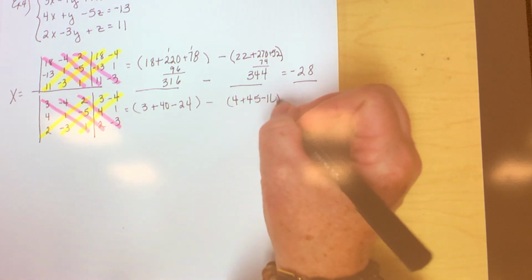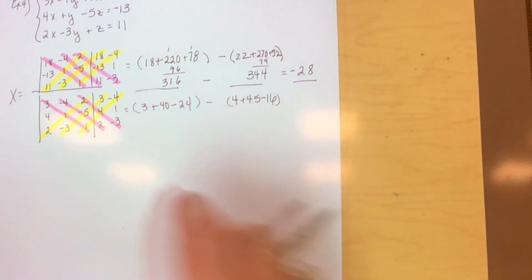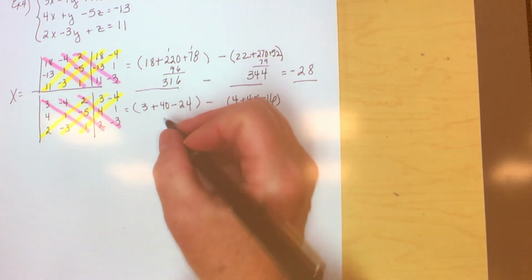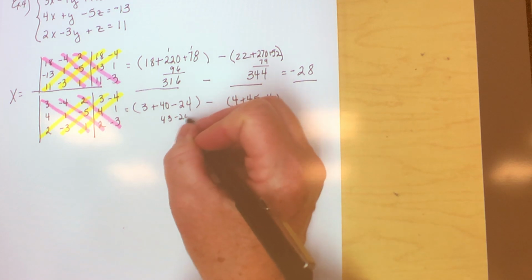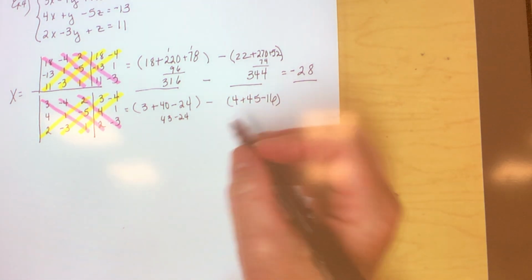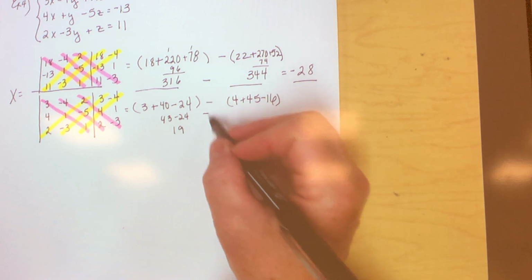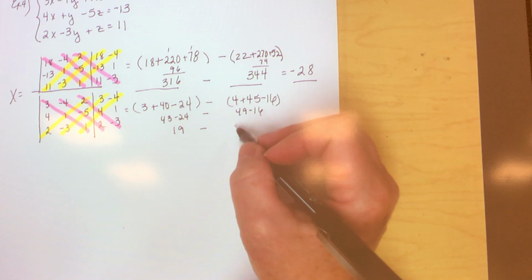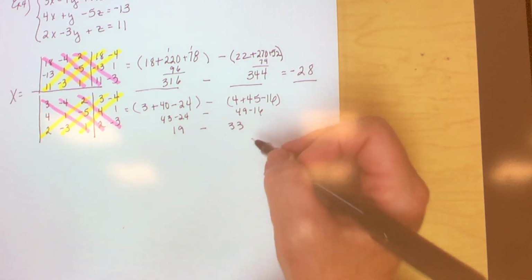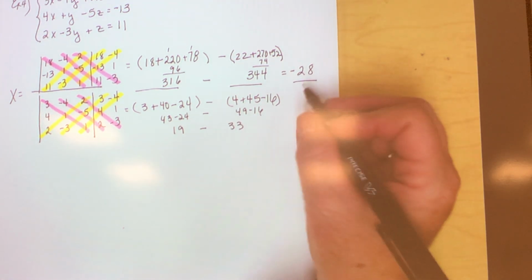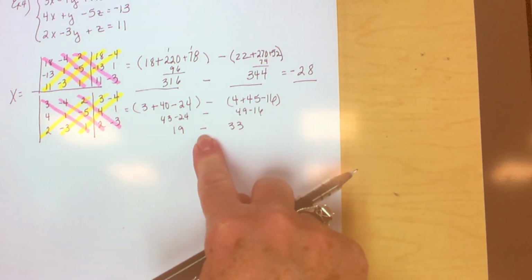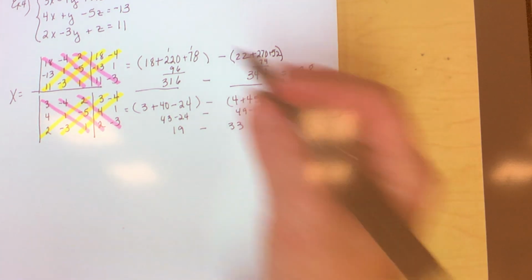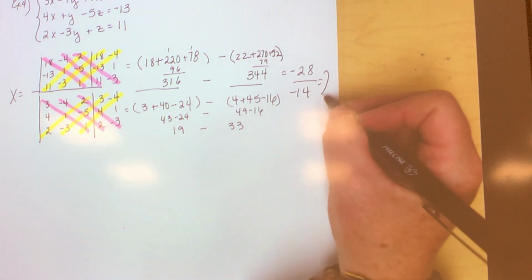So I'm going to add my positives and then just subtract once. I don't like to subtract. So this is 43 minus 24. Okay, so that's a 19. Minus, this is 49 minus 16. That's 33. 19 minus 33 should be 14. And it's negative because the negative is larger. So what's negative 28 over negative 14? So x is 2.